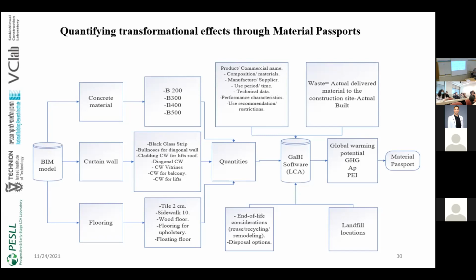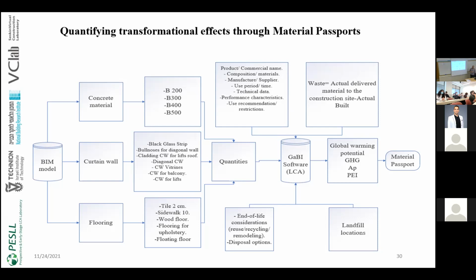GaBi helps in building the life cycle assessment process flow diagram in order to estimate the environmental effect per functional unit for the project. Now, for some of the materials, their embodied greenhouse gases exist in GaBi, others do not. So we brought them from the technical data sheets associated with the materials or from the literature.